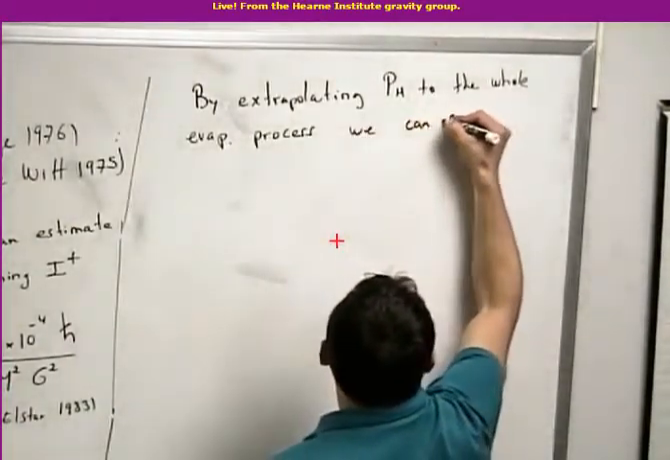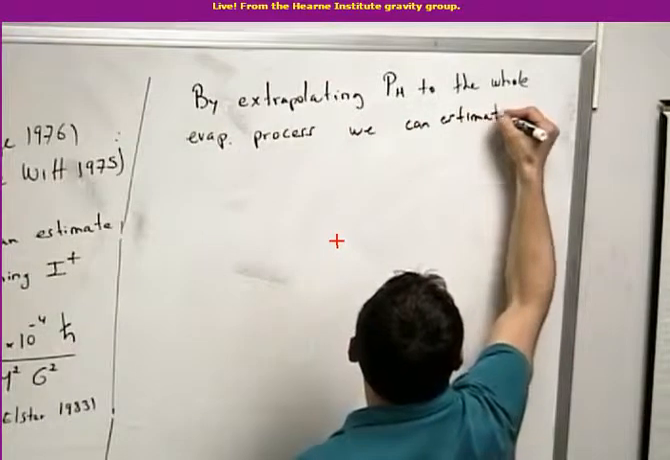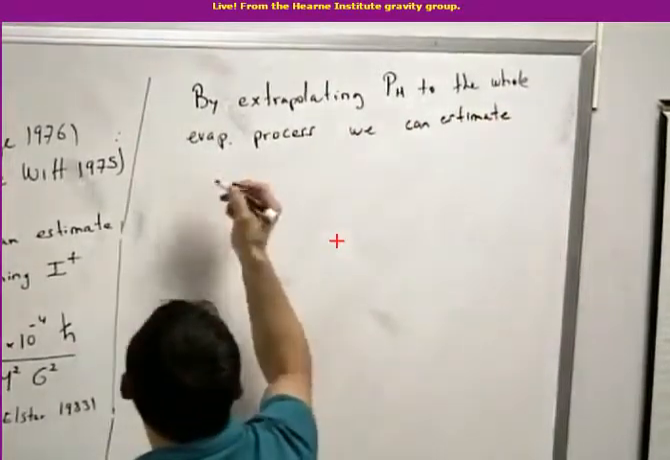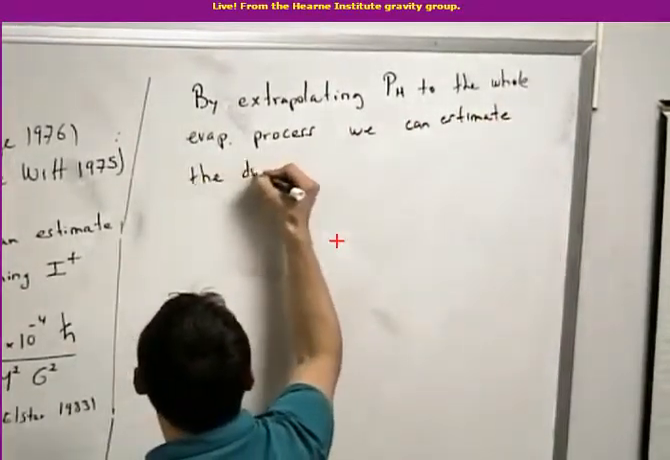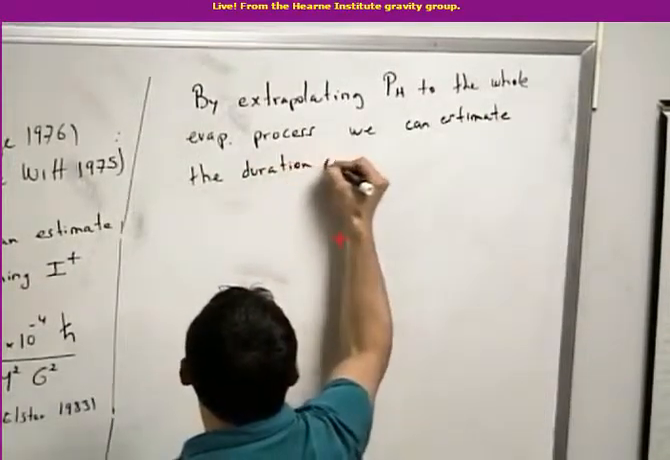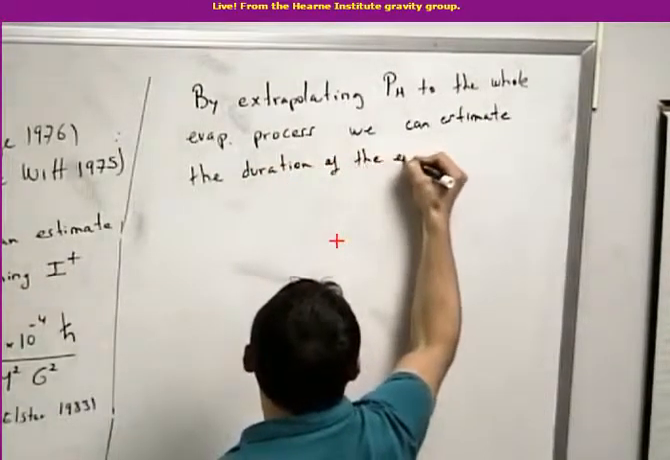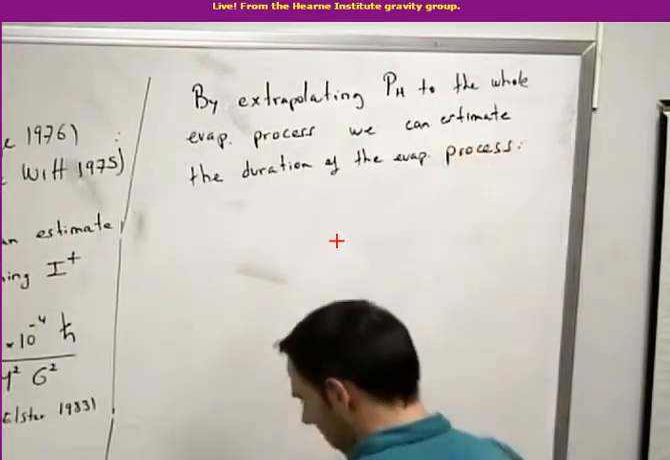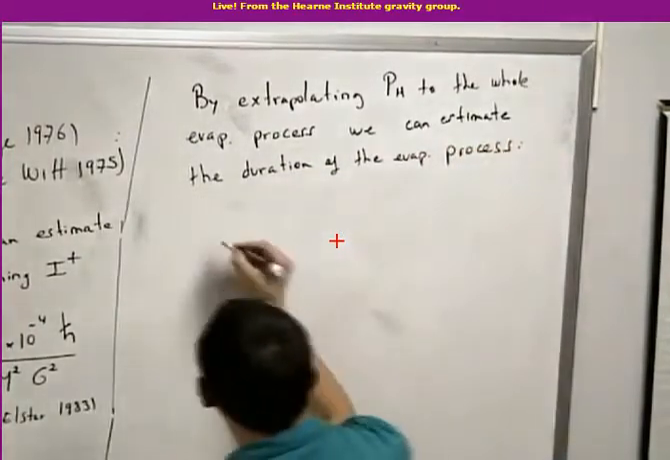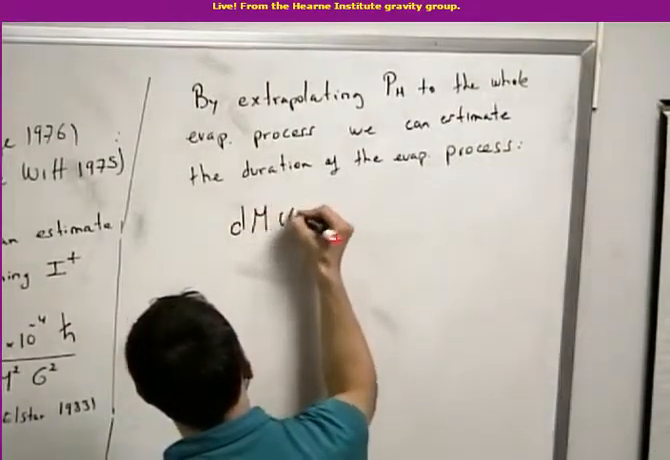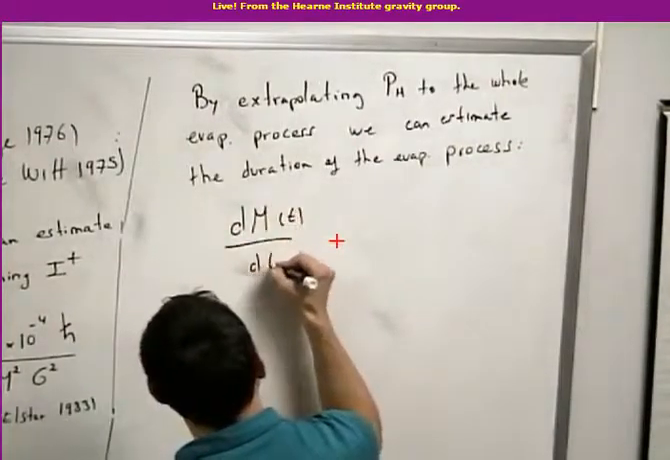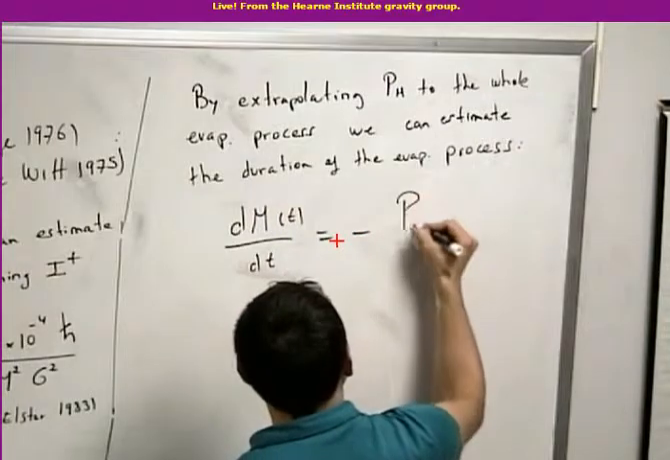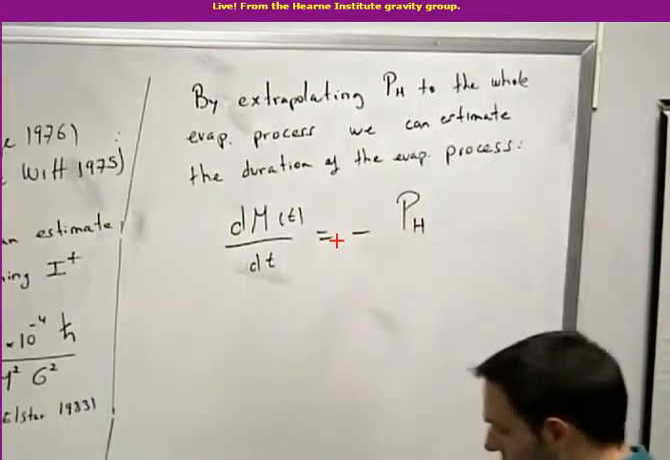We can estimate the duration of the evaporation process. It's very simple. We know that the change of the mass of the black hole per unit time is due to that power. So we have to solve this differential equation.